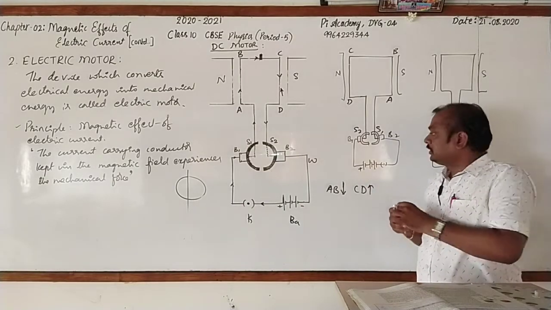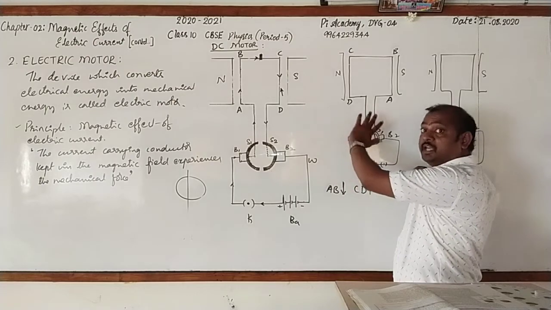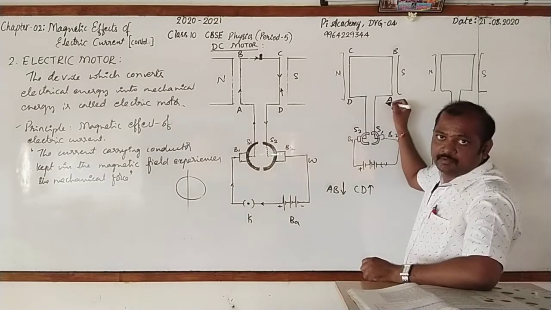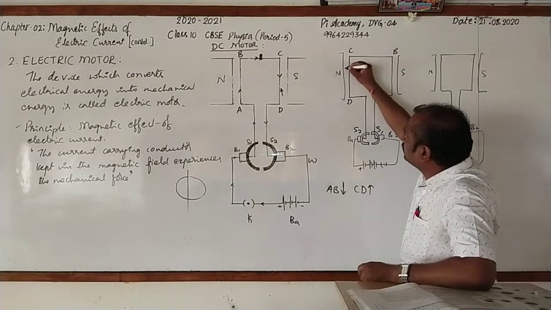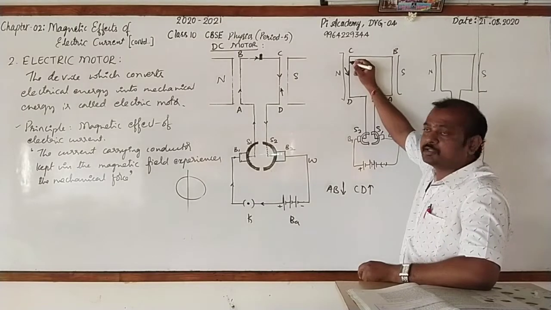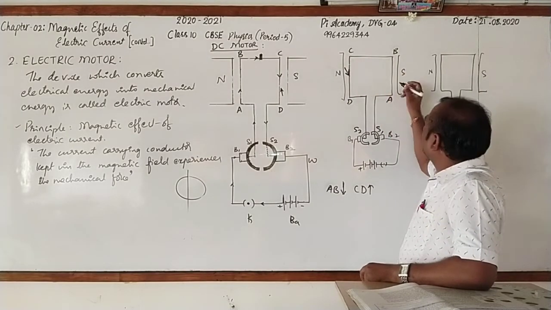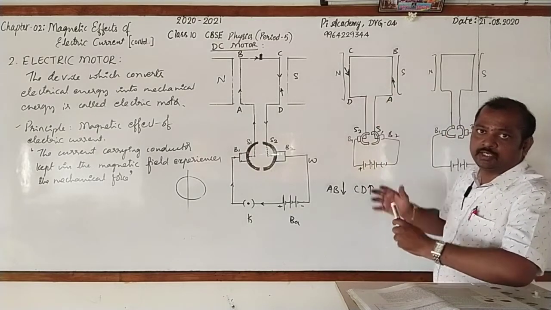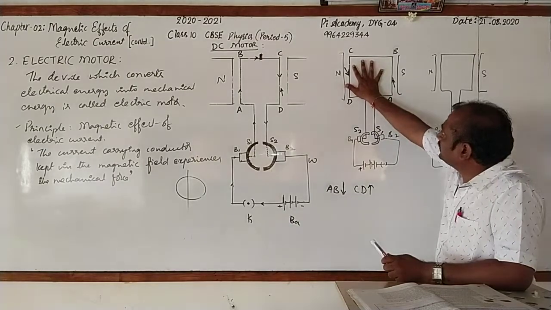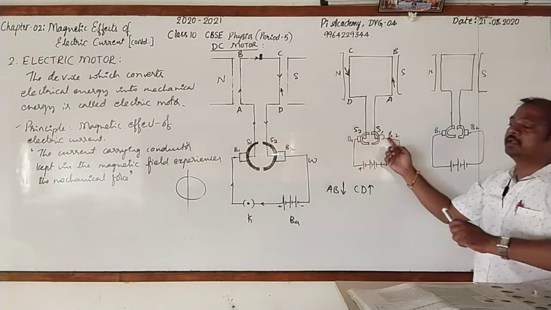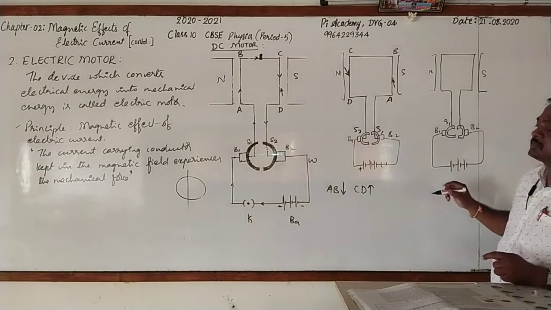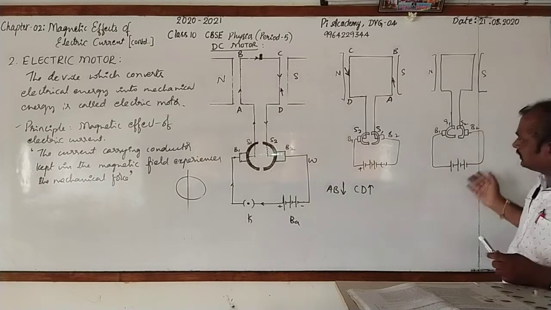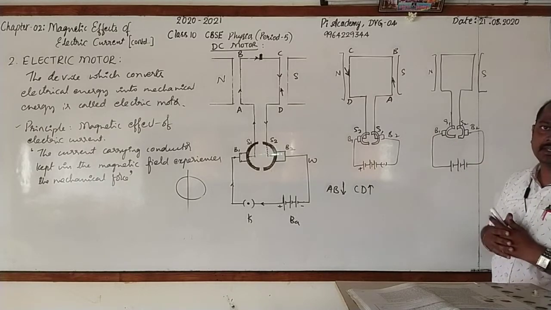Next. After half rotation, during the next half rotation, the current flows through DCBA. Now, here you can come to know the mechanical force acting on CD is downward, whereas on BA it is upward. Again, it will start rotating. Clear? After completing one rotation, S1 again comes in contact with B1 and S2 comes in contact with B2. Then the current flows in the same direction.